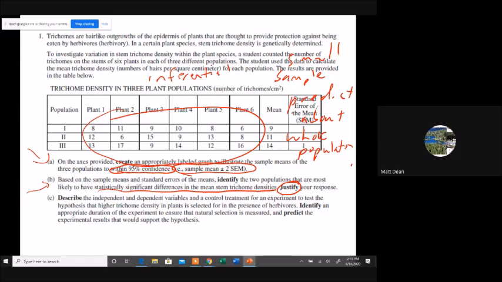All right, so again, pay attention to the verbs here. So first of all, we want to describe the independent and dependent variables and a controlled treatment. So 3 things. For an experiment to test the hypothesis that higher trichome density in plants is selected for in the presence of herbivores. Essentially, they're saying that more trichomes means the plants don't get eaten as much. So that's part 1. Second verb, identify an appropriate duration of the experiment to ensure that natural selection is measured. And third verb, predict the experimental results that would support this hypothesis.